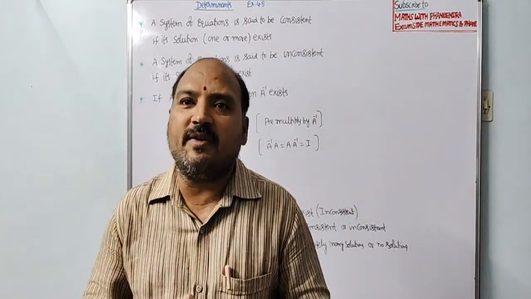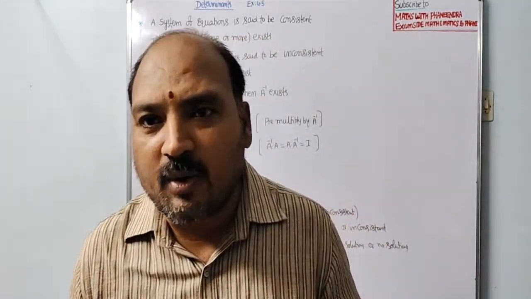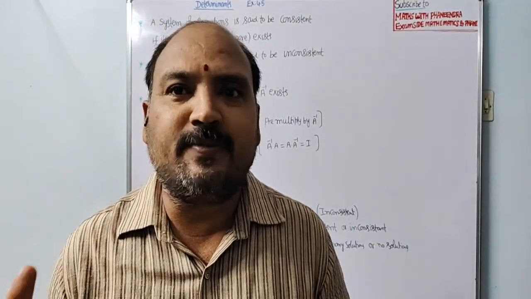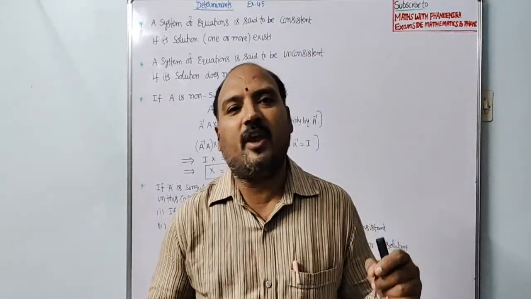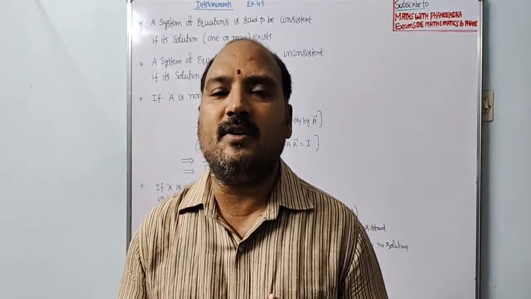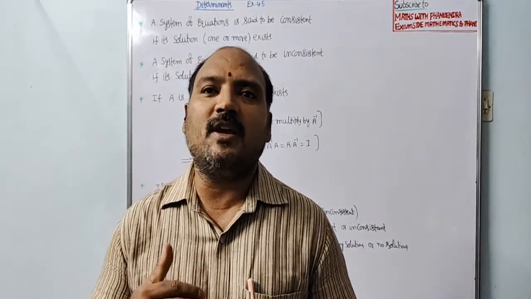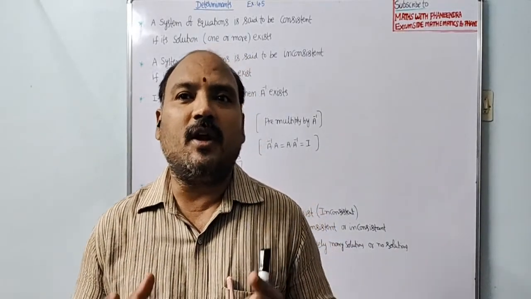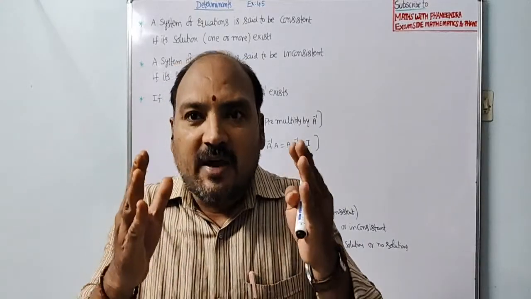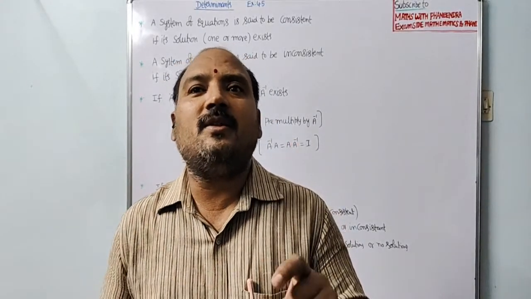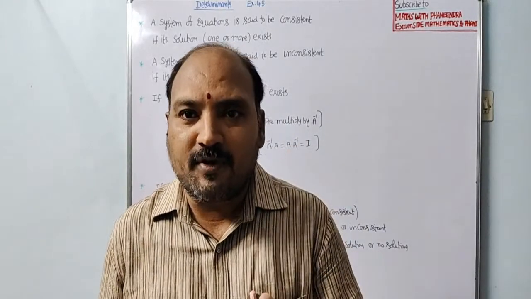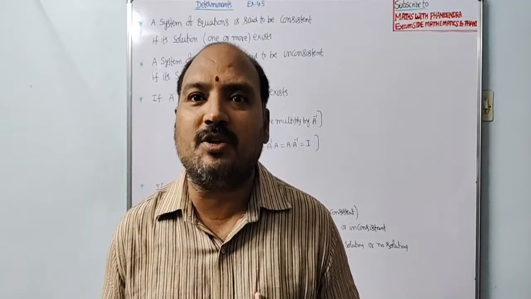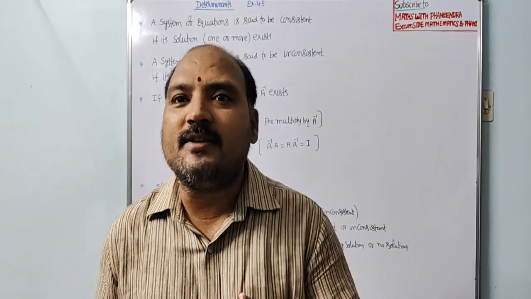A system of equations they will give. The system of linear equations is a1x plus b1y plus c1z equal to d1, a2x plus b2y plus c2z equal to d2, a3x plus b3y plus c3z is equal to d3. Like this they will give equations. If that system of equations has a solution, then it is consistent. If the system of equations does not have a solution, then it is called inconsistent.